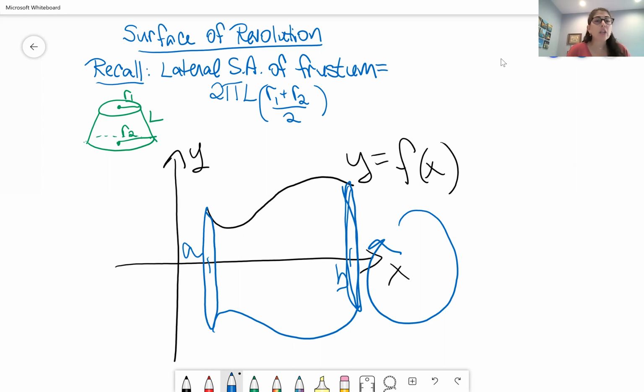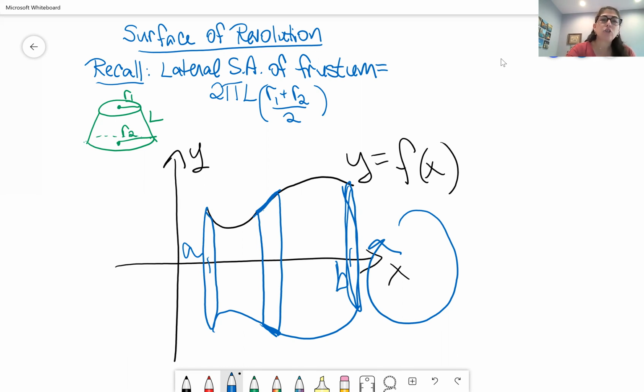So just like we did when we were looking at volumes, we take one strip and try to figure out what's happening with that one strip. And then we're going to add up all the strips, and then we'll take a limit as the strips get narrower and narrower, and we have more and more strips. And in the limit, the sum will become an integral, and we'll have a formula for the surface area, or the lateral surface area, of this three-dimensional object.